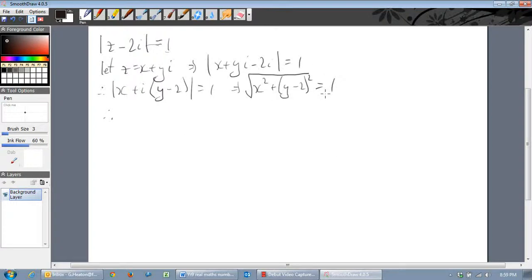Therefore, let's just solve this now. Square both sides. x squared plus (y minus 2) squared equals 1. Probably should have expanded there. Therefore, expand this out now. We've got x squared.